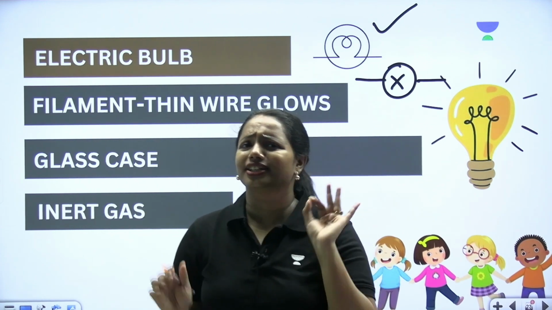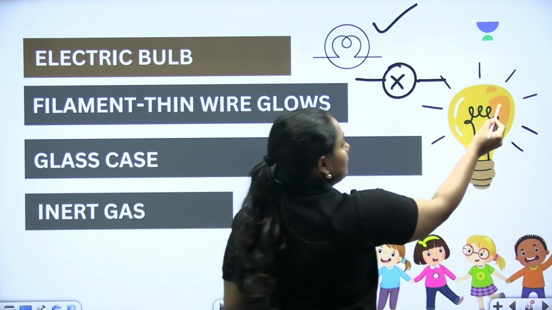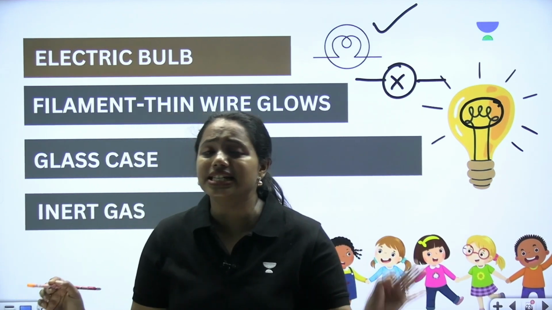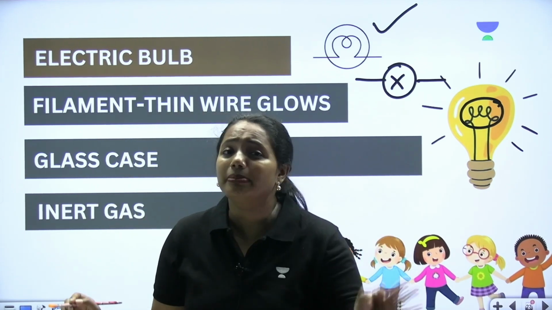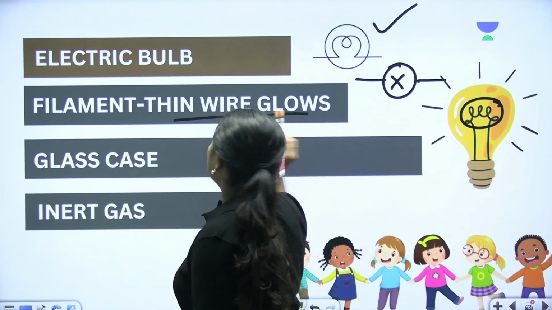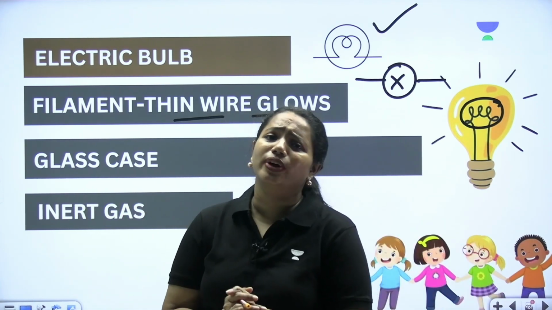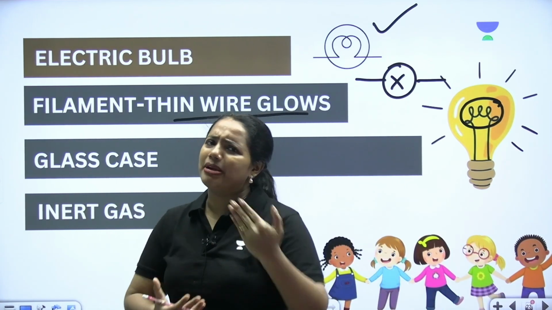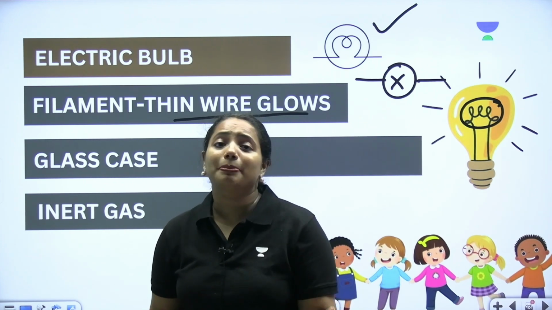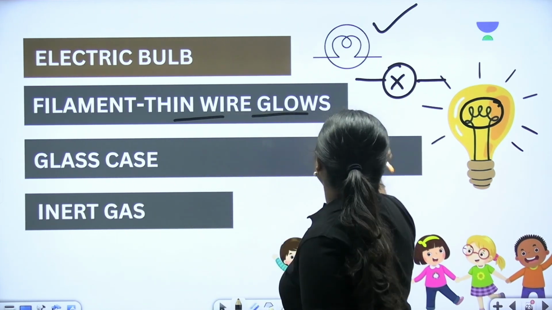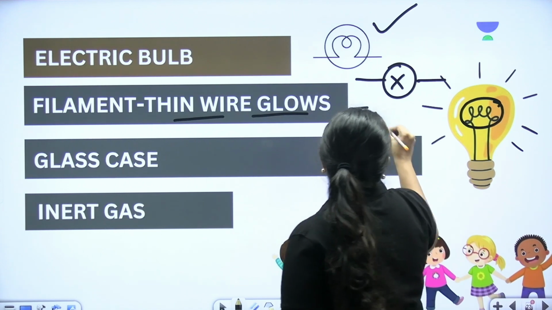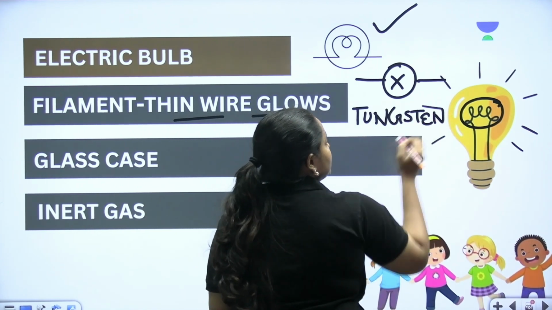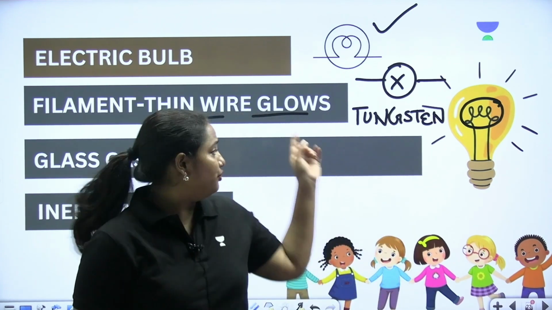And now we are going to learn the different parts of it. You can see the picture, and this is nothing but the filament of the bulb. It glows when electric current passes through it. And what kind of material has been used here? It's tungsten. Please write this down, very important: tungsten is the material that we use to make the filament.